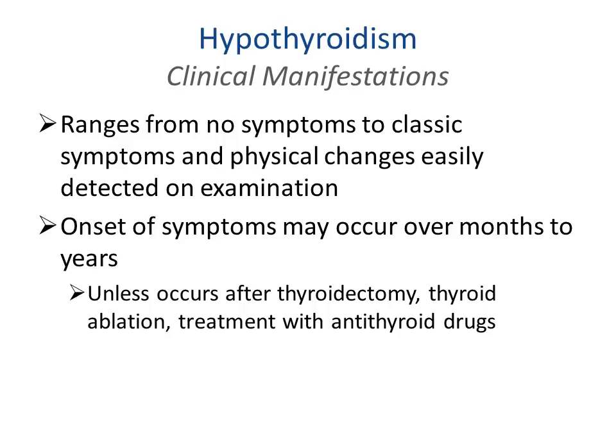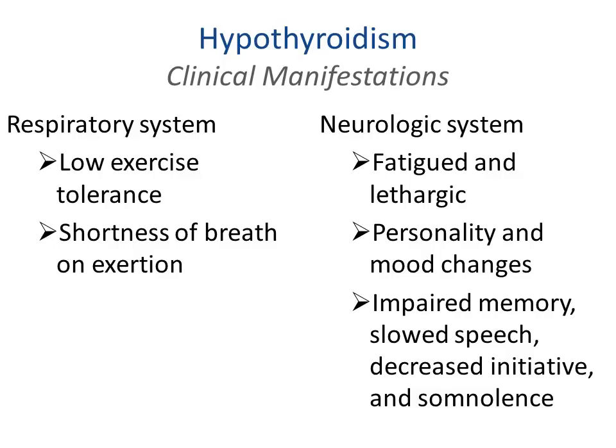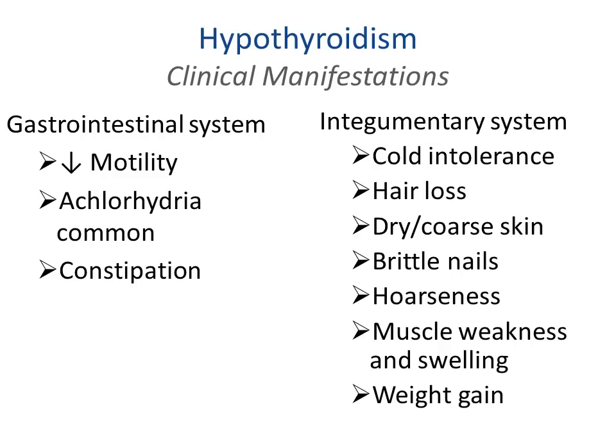We're going to go through each one of the systems. But everything is slowed down. When I say hypothyroidism, you think about every system going slower. Cardiovascular system: you think decreased cardiac output, decreased contractility. You think increase in serum cholesterol and triglycerides because of liver function. You think that they're short of breath on exertion. You think that there's a low exercise tolerance. Fatigue, lethargy, mood changes, slow mentation, slowed speech, even somnolence. We talk about decreased GI motility, which leads to constipation. There we have the hair loss, dry, coarse skin, brittle nails, muscle weakness and swelling, weight gain.